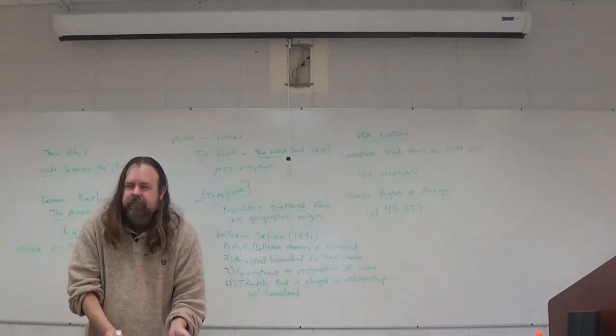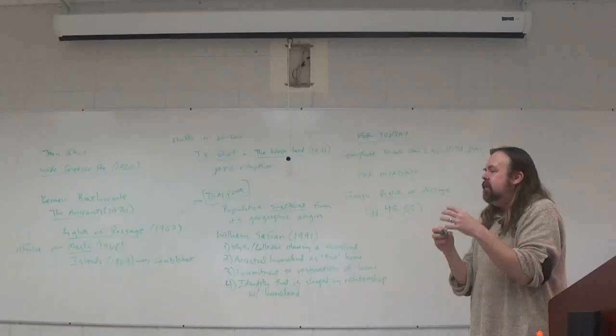So how do we break this down? So what is Brathwaite arguing the situation of the Anglophone Caribbean poet is? Like, what's the dilemma?